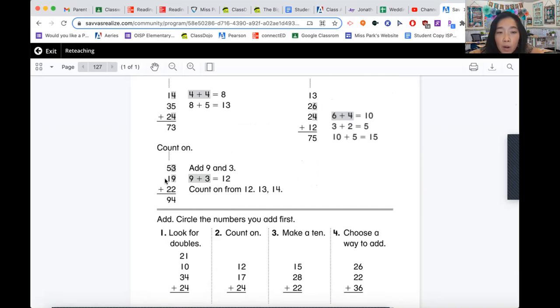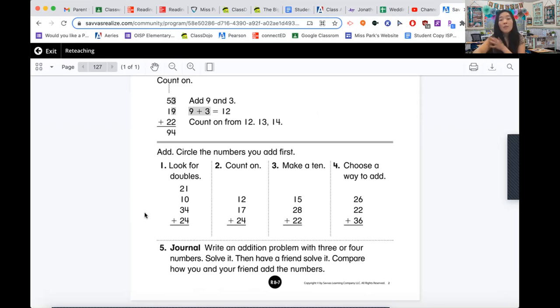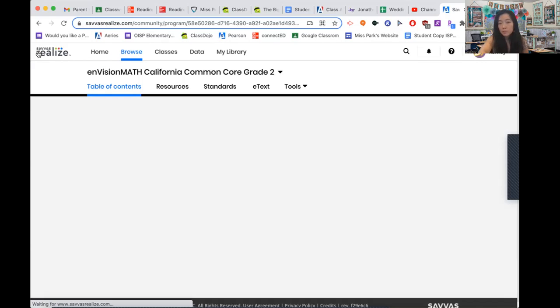Or you could just count on. You can add 9 and 3, which gives you 12, and then count on 2, 13, 14. 14 is your total in the ones place. You need to regroup. 5 plus 1 equals 7, plus 2 more equals 9. Okay, now there are many different ways to do this.